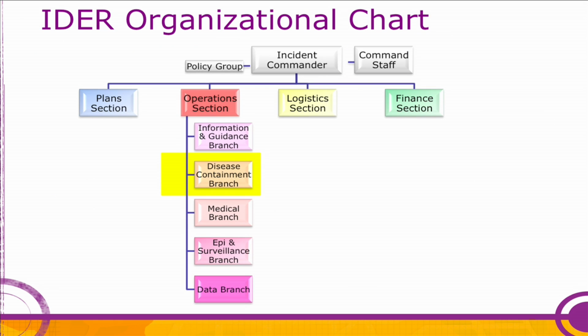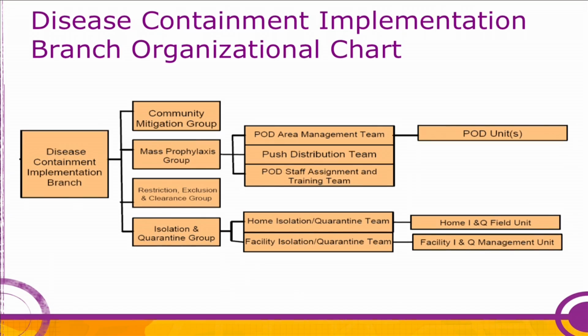The Disease Containment Implementation Branch is shown here, highlighted in the organizational chart. In the IDER plan, the Disease Containment Implementation Branch is part of the Operations section. The Disease Containment Implementation Branch is divided into 4 groups: the Community Mitigation Group, the Mass Prophylaxis Group, the Restriction, Exclusion, and Clearance Group, and the Isolation and Quarantine Group.